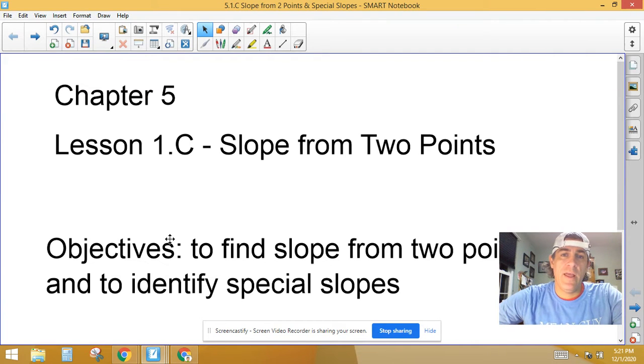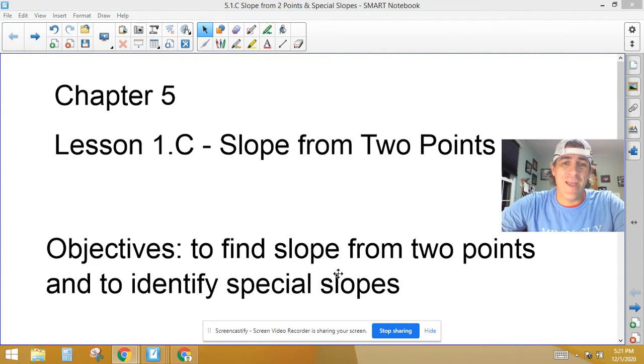We are on lesson 5.1c, our third lesson in section 5, and our final one from section 1, continuing with slope. We're going to find slope from 2 points. Our objective is to find the slope from 2 points and identify special slopes. There are 2 special slopes we have to be aware of.